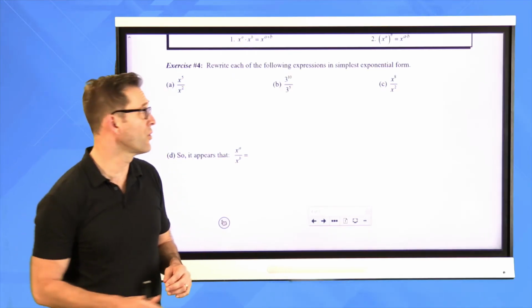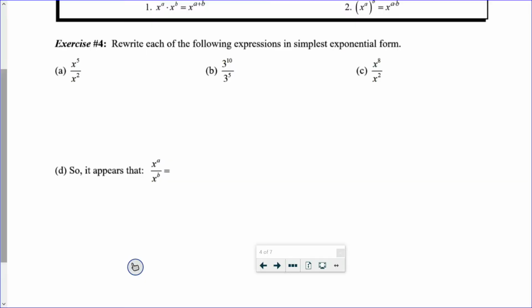All right, well, real quick, right? We have x to the fifth divided by x to the second. Remember how we did this in the last lesson, right? I had x to the second times x to the third all over x to the second. Those two canceled, and I got x to the third.